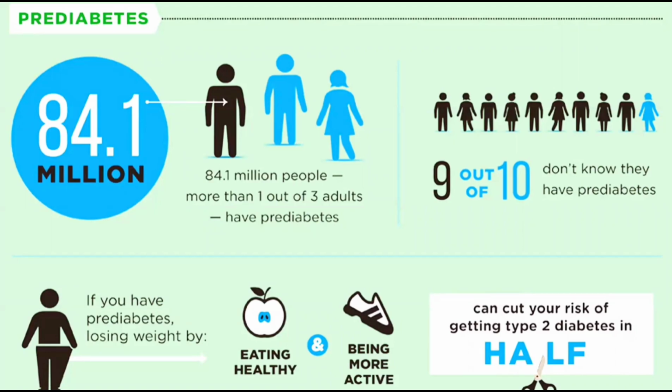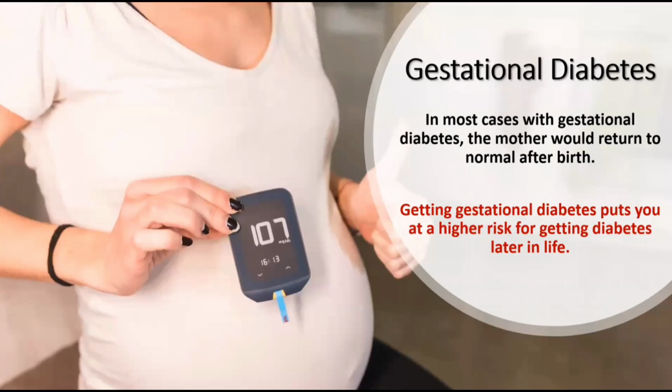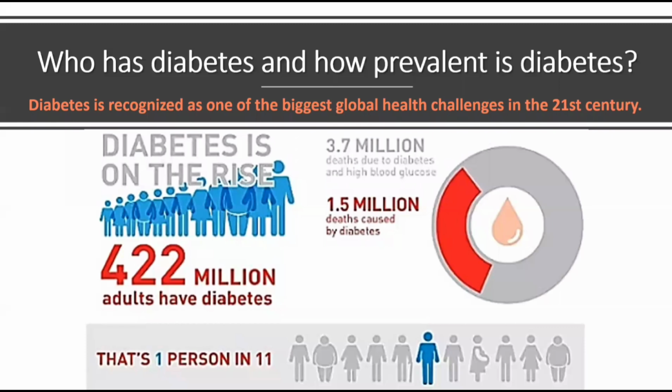The other kind is gestational diabetes, which occurs during pregnancy. In most cases with gestational diabetes, the mother would return to normal after birth, but getting gestational diabetes puts you at a higher risk for getting diabetes later in life.